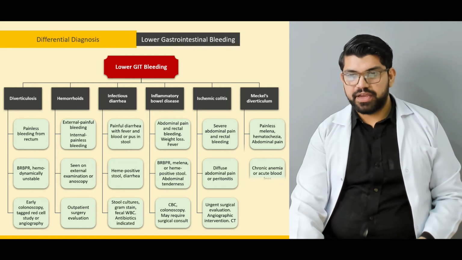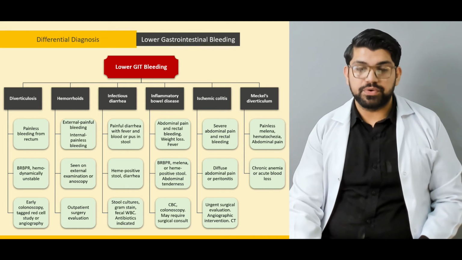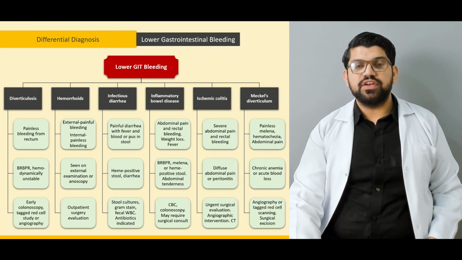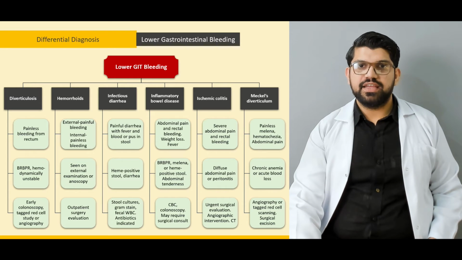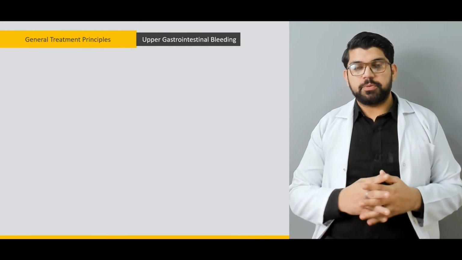hematochezia and abdominal pain, chronic anemia or acute blood loss, they can present in both conditions. So Meckel's diverticulum could be diagnosed with angiography or tagged red cell scanning and treated with surgical excision. Moving on to some general treatment principles.